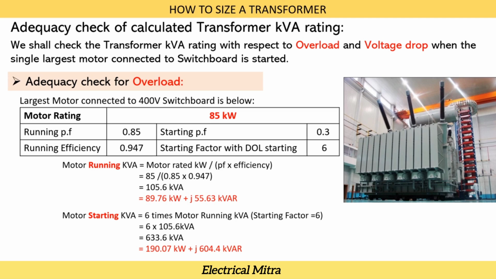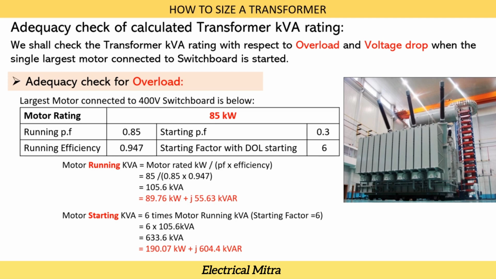Based on the motor data, we can calculate the motor running kVA as well as the motor starting kVA. The motor running kVA is calculated as motor rated kilowatt divided by power factor into efficiency, which works out as 105.6 kVA or 89.76 kilowatt plus 55.63 kVAR. Also, the motor starting kVA is calculated as 6 times the motor running kVA, as the starting factor with DOL we have considered for this motor as 6.